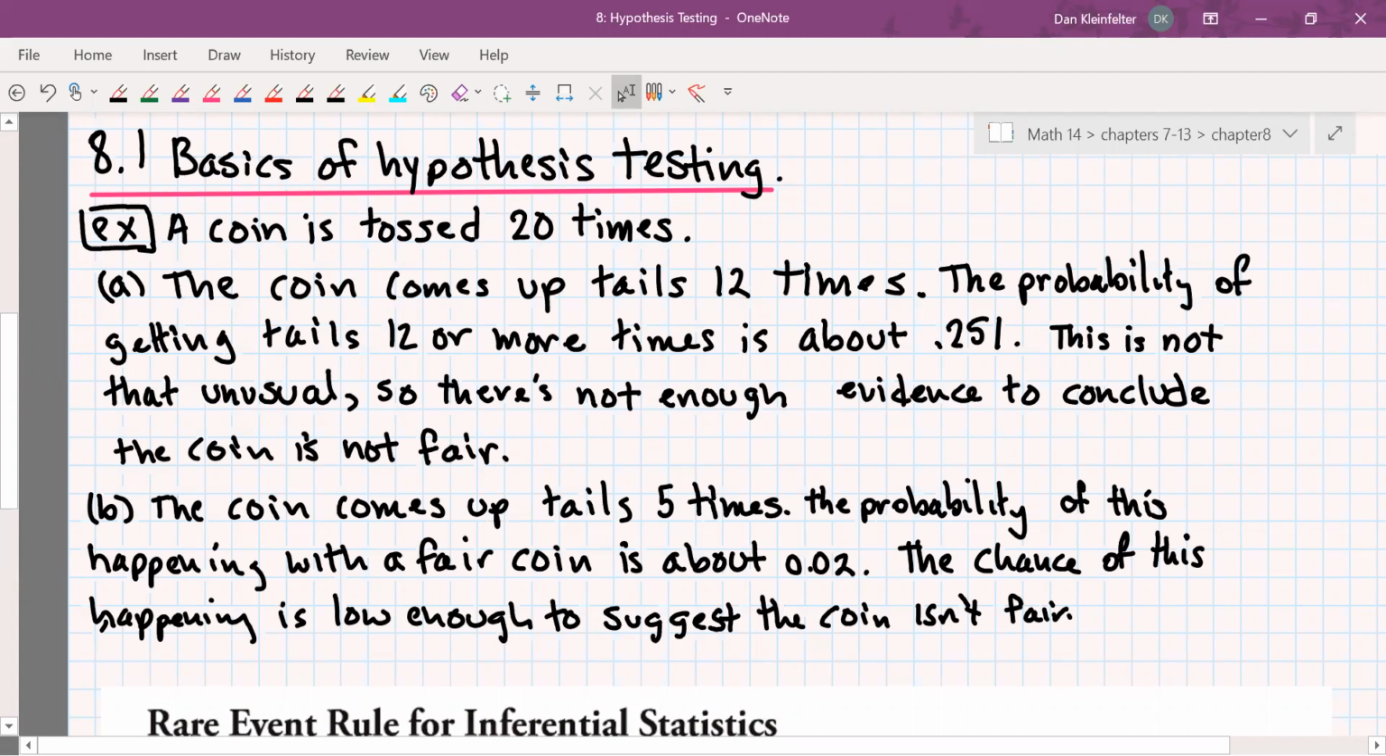Okay, the coin comes up tails 5 times. Let's say the coin comes up tails only 5 times. If the coin came up tails 5 times, the chance of that happening with a fair coin is about 0.02. Okay, the chance of that happening is low enough to suggest that the coin isn't fair.